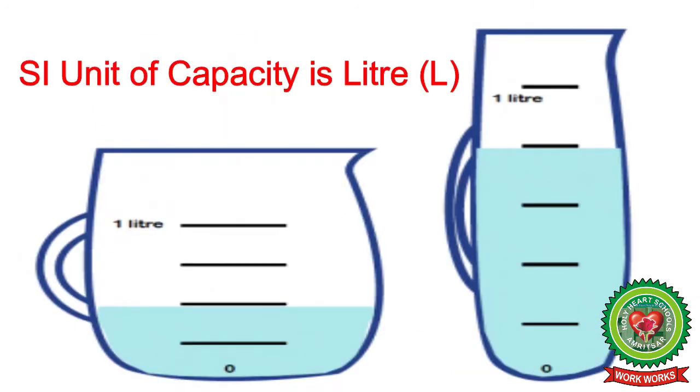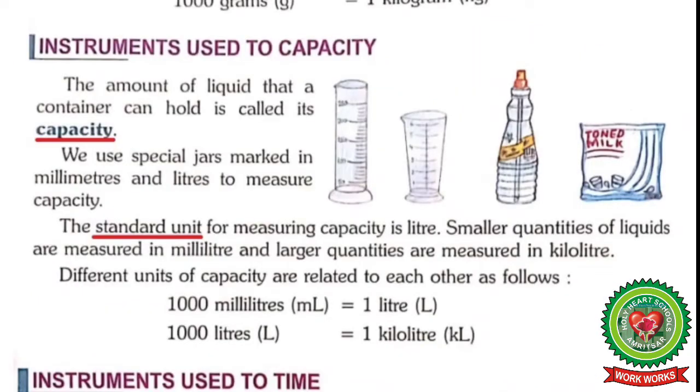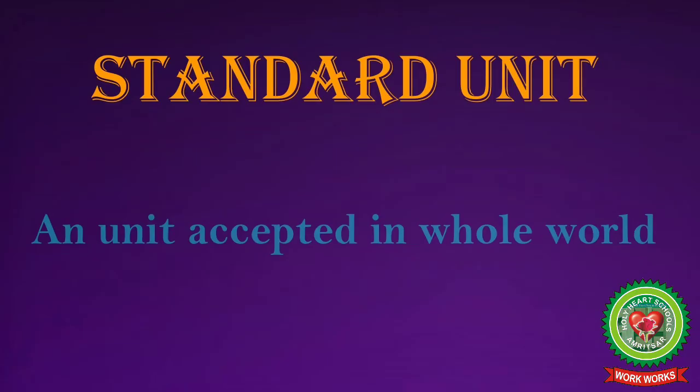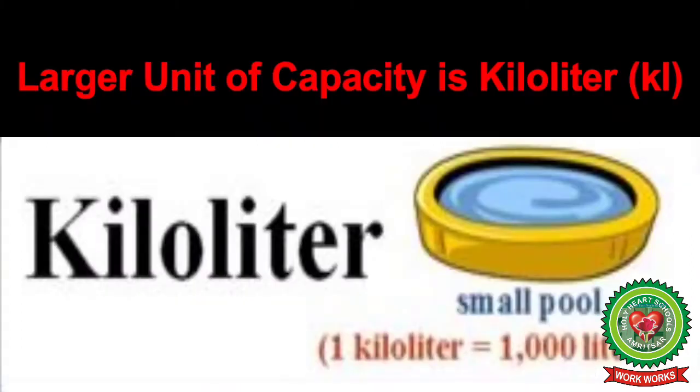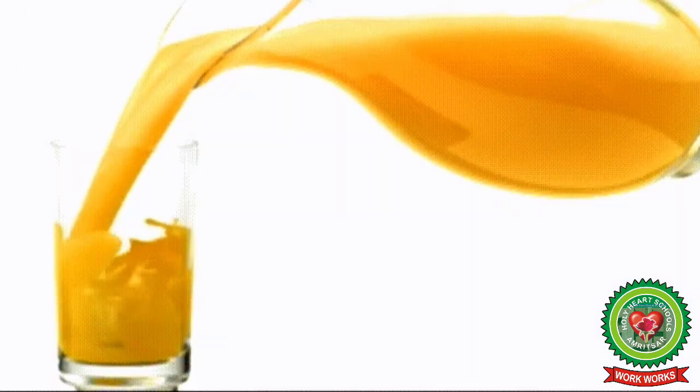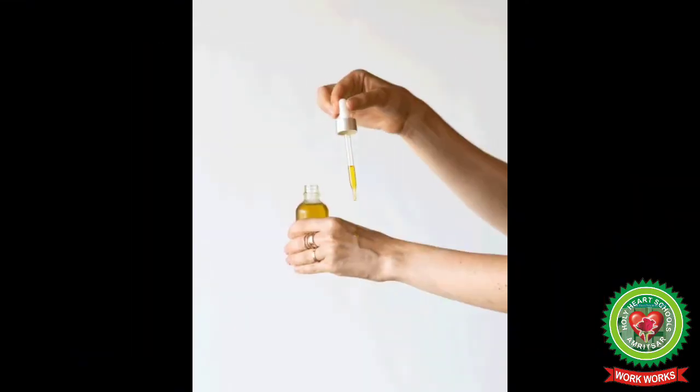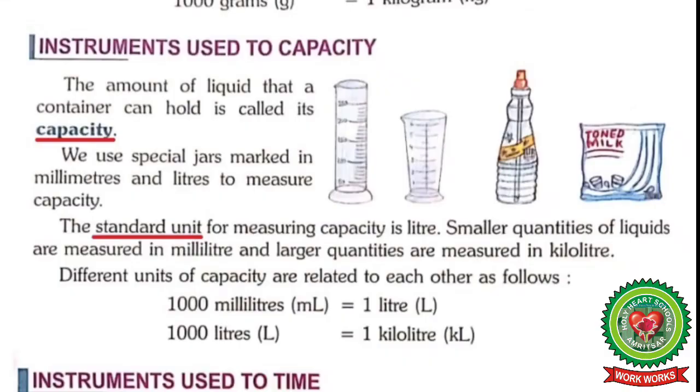The standard unit for measuring capacity is liter. Underline the word standard unit and write down its definition. A unit accepted in the whole world. Smaller quantities of liquids are measured in milliliters and larger quantities are measured in kiloliters. Water, juice, milk, soft drinks and hair oil are liquids and are measured in terms of milliliters or liters.